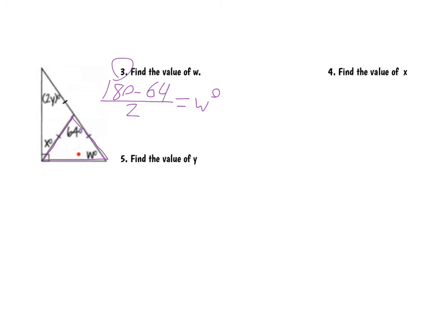These two have to be equal, have to be congruent, because the opposite sides of them are also congruent. Which then allows us to say that W, once we solve for this, W is equal to 58 degrees.